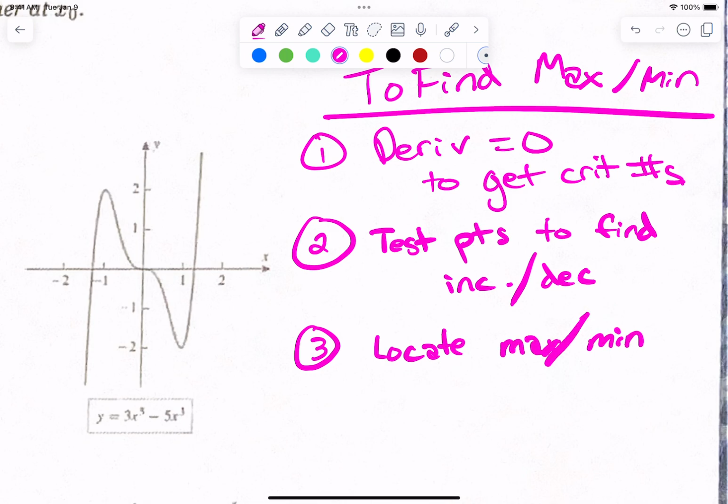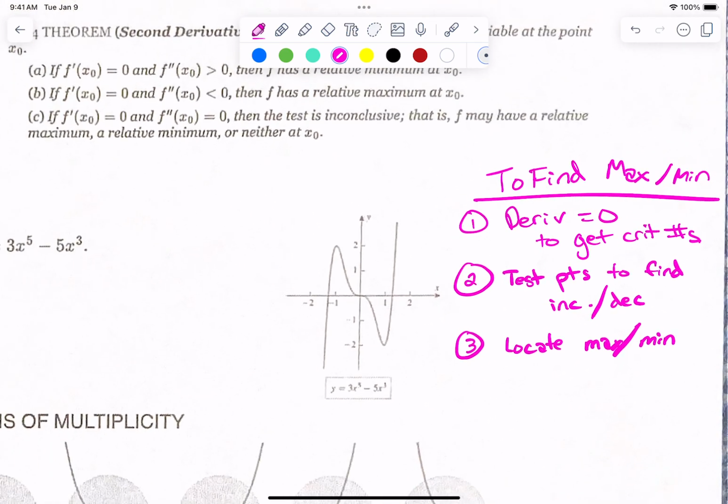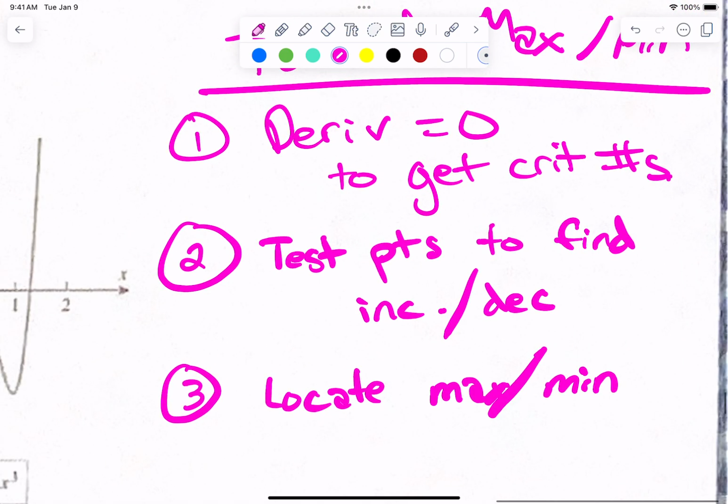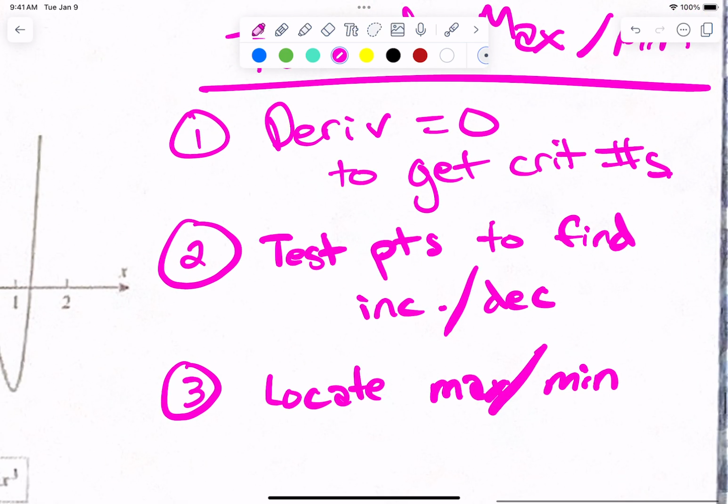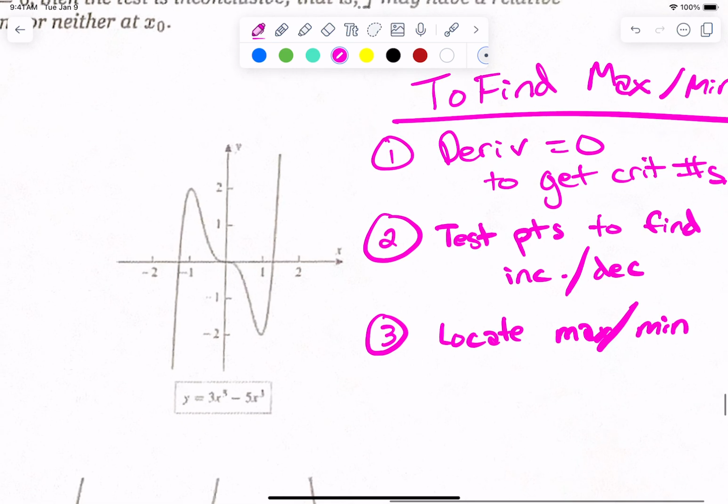From there, derivative equal to 0 to get your critical numbers. Then we test the points to see where it's increasing, decreasing. Locate max, min. Those are the hoops that we have to go through to find the maximum and minimum. How do we know the max and the min are at that point, 0? What's 0 on that graph right there? He's not a max or min, he's a POI.